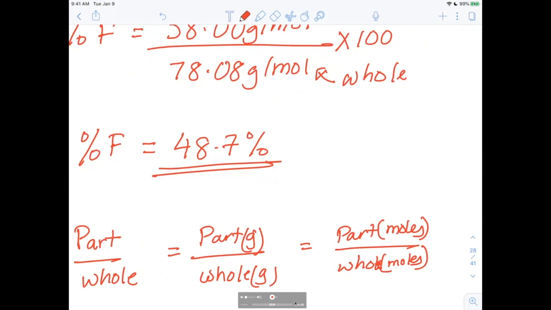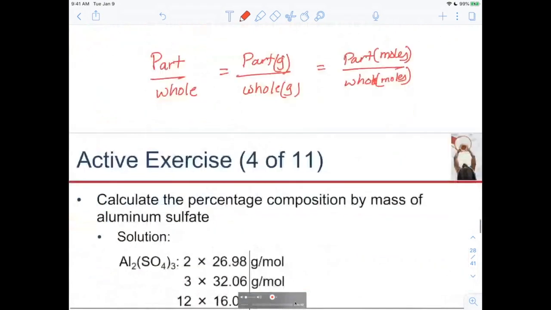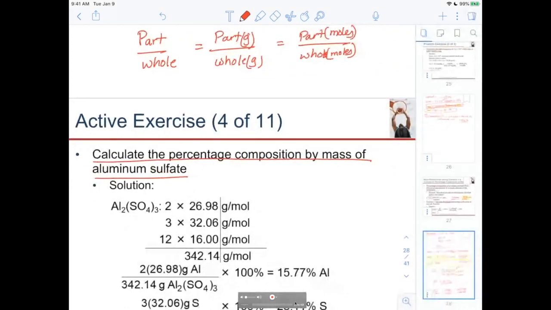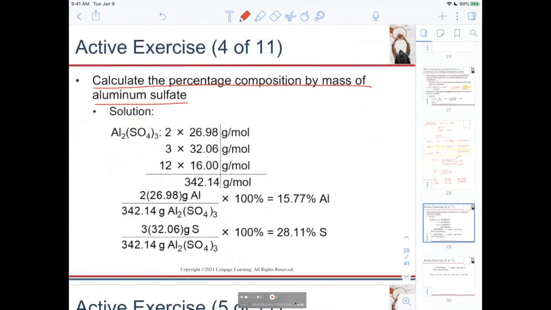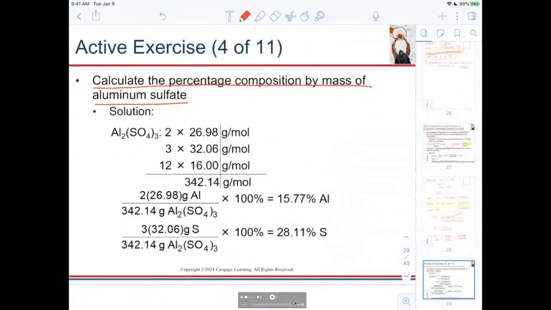Okay. Part to whole relationship. Right. So you can have mass, you can have moles. I have even seen volume, but they're all just different part to whole relationships that depend on the context. Okay, continue. So here we're told, calculate the percentage composition by mass of aluminum sulfate. They didn't say what element, so we have to do all the elements. Since they didn't specify which element, we're going to do them all.